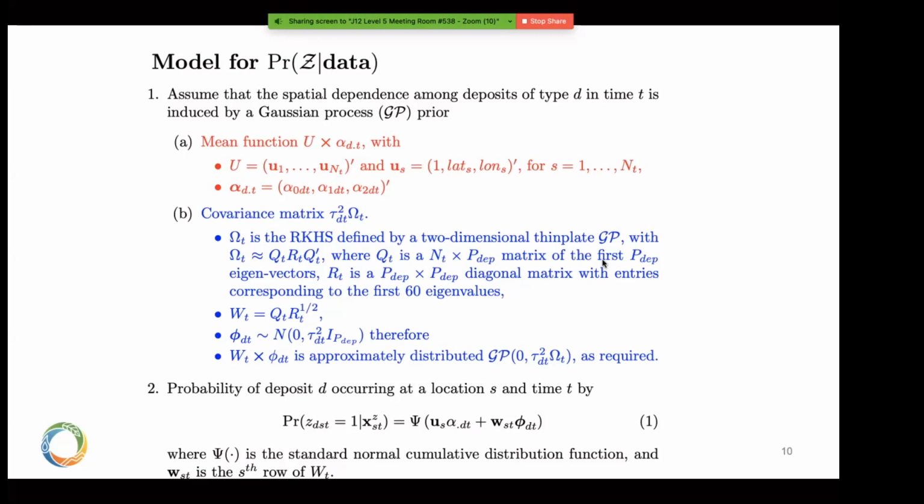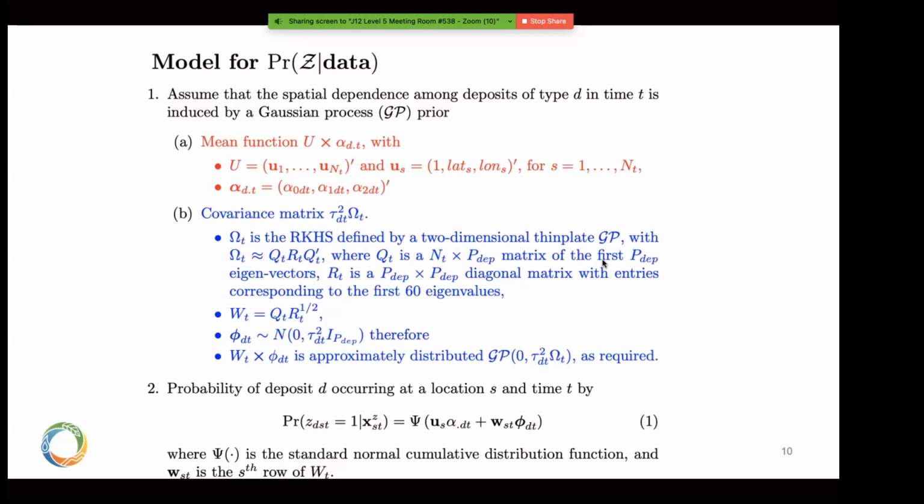It assumes that the function estimate at a particular location is related to the function estimate, or the covariance between two locations is stronger the closer the locations are, and weaker as you get further apart. Now, there are many choices to use in GPs, and we just chose a 2-dimensional thin plate GP, and this is the reproducing kernel Hilbert space.